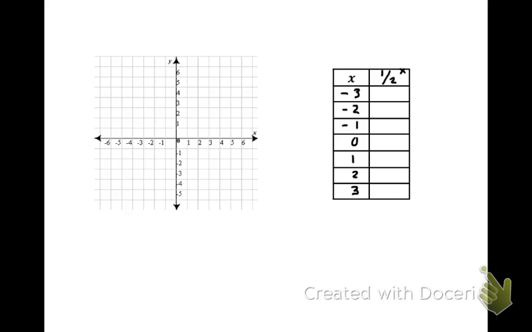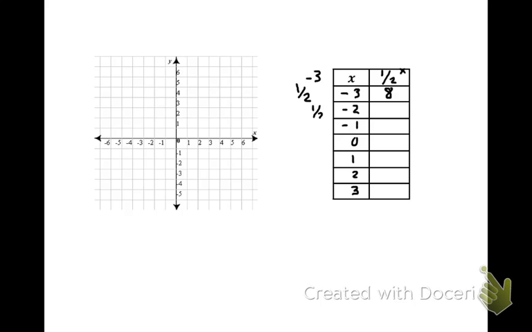Okay, you just put in here now the x values get plugged in for the exponent. So this is 1/2 to the -3 power. And you can put that in your calculator to find out what the result is. And that goes in the column right here. That is 8.